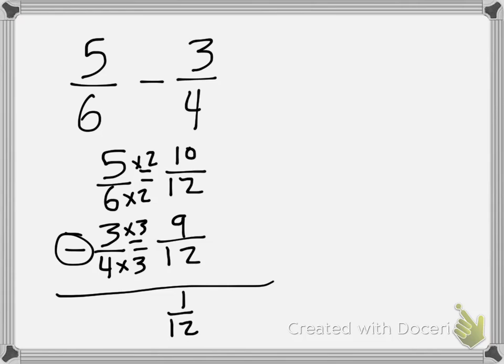Okay? So just going through the steps again. First thing is to make sure that you line it up vertically, just like this. Second step is always to find the common denominator. We have a common denominator of 12. Then you've got to change the numerator by multiplying with the same number.